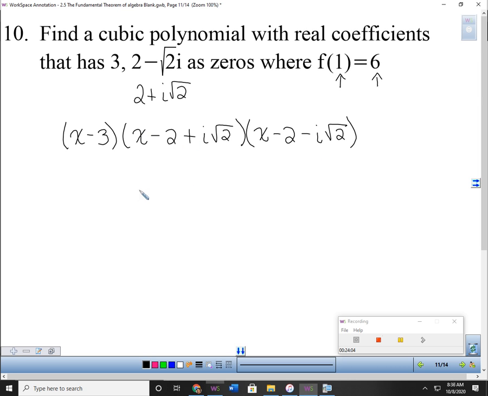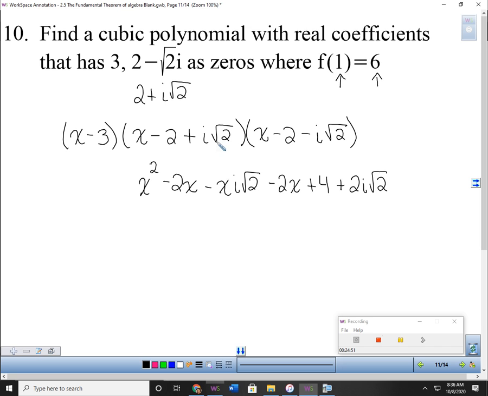So you have x times x is x squared. x times negative 2 is negative 2x. And x times negative i square root of 2 is negative x i square root of 2. So you're pretty much just sticking them all together. Then you have the negative 2 times x, negative 2x. Negative 2 times negative 2 is positive 4. And negative 2 times negative i square root of 2 would be a positive 2i square root of 2.